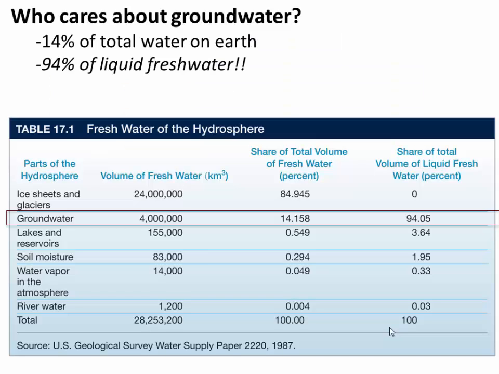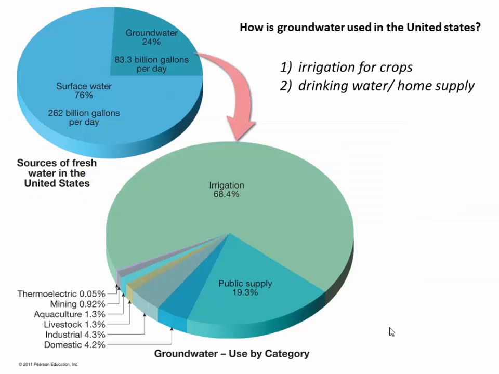Groundwater is super important because it's one of our biggest sources of fresh drinking water. Groundwater makes up roughly 14% of the total water on Earth, which is impressive given how big the oceans are, and it makes up 94% of the liquid fresh water that we have available to us. So that's huge. Most fresh water on Earth is in the ground. It's not in lakes or rivers. So we need that for drinking. It's very important to understand where it is, how it behaves, and how we can protect it, of course.